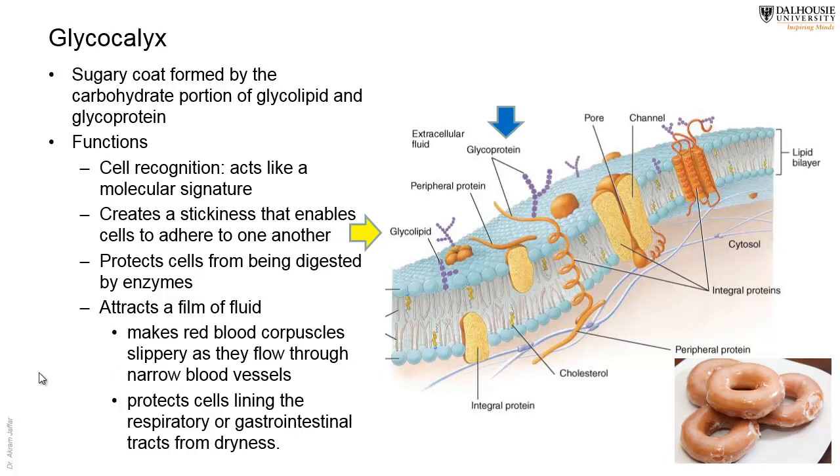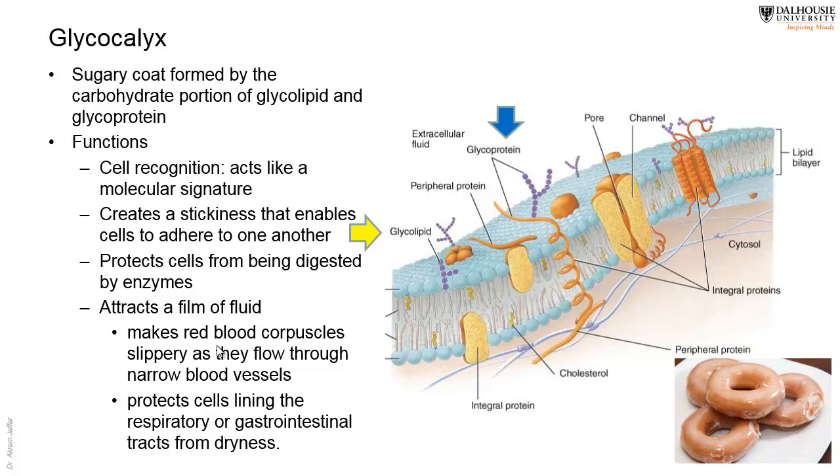And it also attracts water to it. So this makes the wall of the cell slippery. For example, red blood corpuscles, or red blood cells, when they pass through tiny vessels called capillaries, need to fold themselves and slip in between. So having a sugar coat attracting water makes them slippery and easy to navigate and pass through that narrow blood vessel.